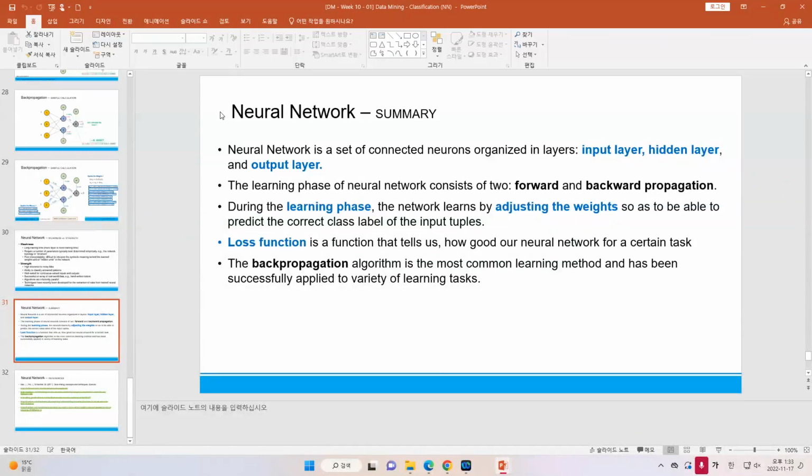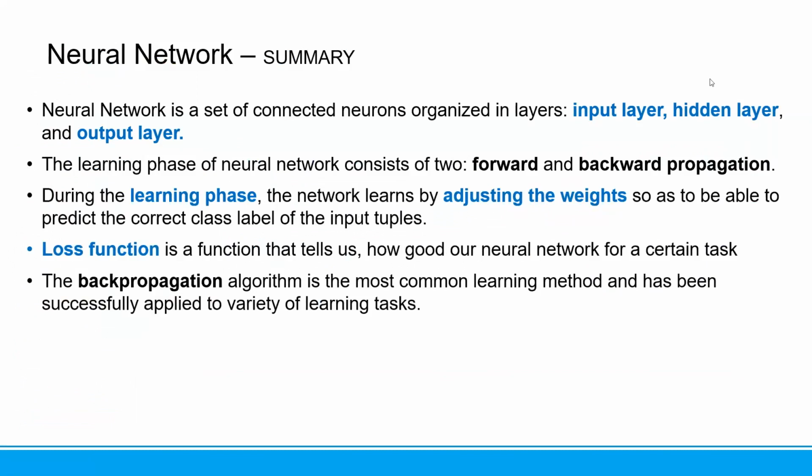In overview, we learned about the neural network, and we know that the neural network is a set of connected neurons. In neural networks, we have input layers, hidden layers, and an output layer. And in this section, we also learned forward and backward propagation.